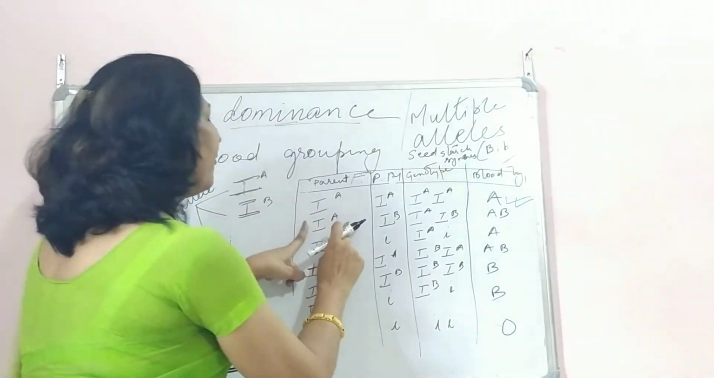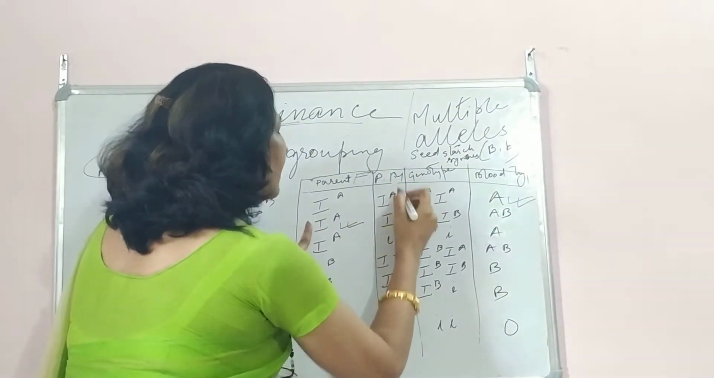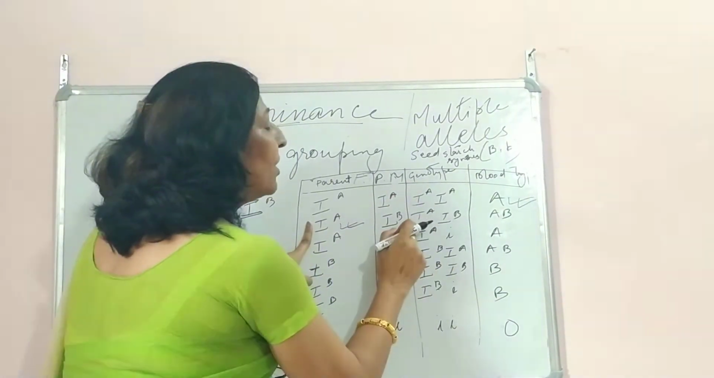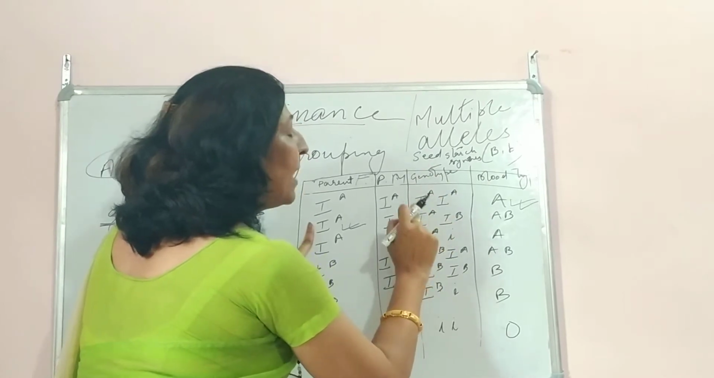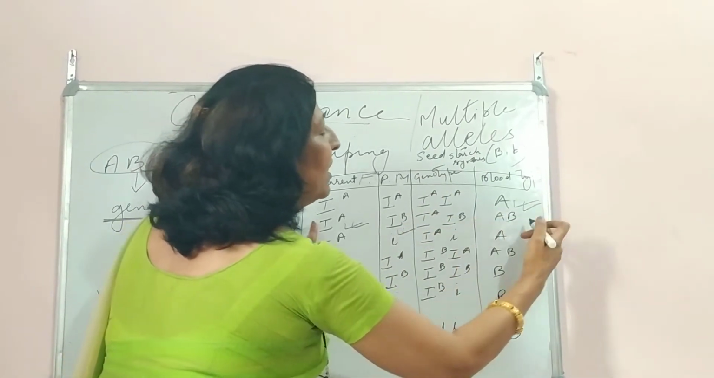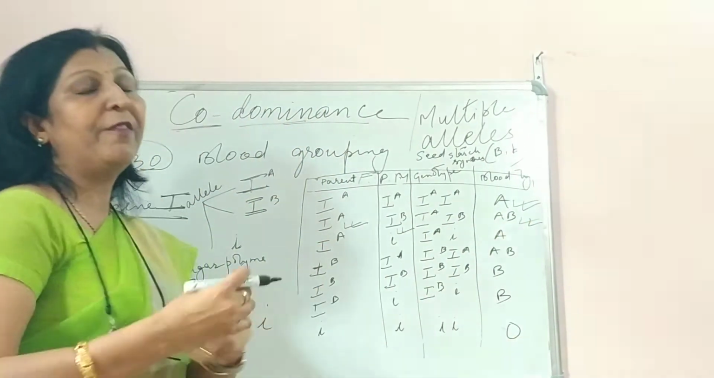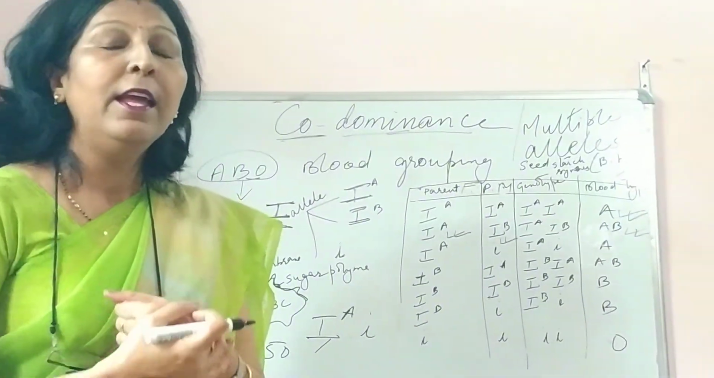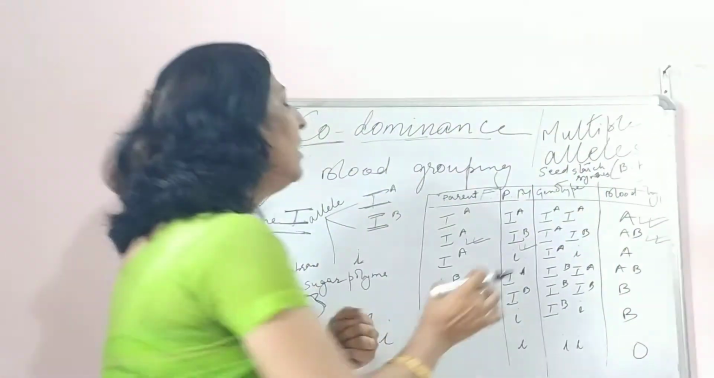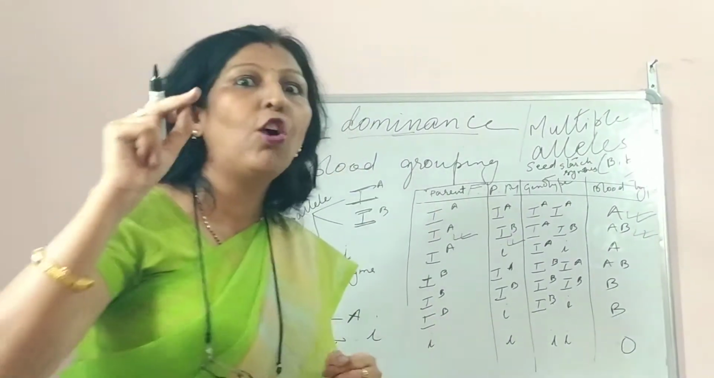Again, if the father has IA blood group and the mother has IB blood group, the genotype will be IA and IB, and the child will show AB blood group. If we try to find out the blood group of the child, he will be exhibiting AB blood group. Now, this is what is codominance.